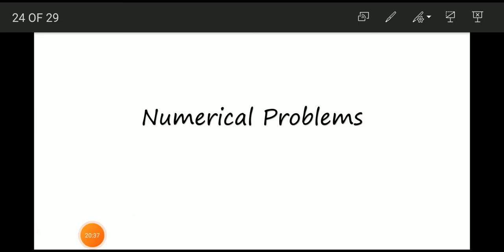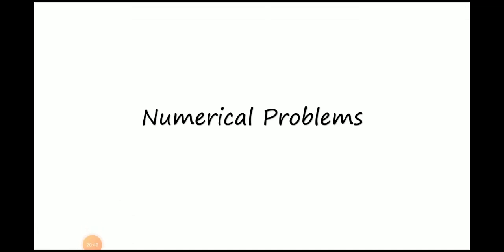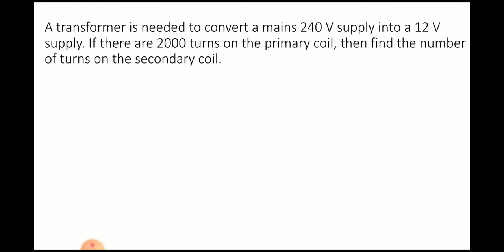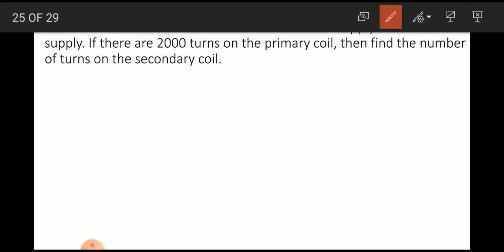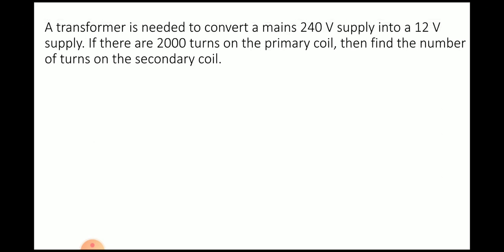Now, after this we will do the numericals. Here I will do one numerical for you, and you will do the other by yourself. A transformer is needed to convert 240 volt supply into a 12 volt supply. If there are 2000 turns on the primary coil, then find the number of turns in the secondary coil. So input voltage is 240, output voltage is 12.